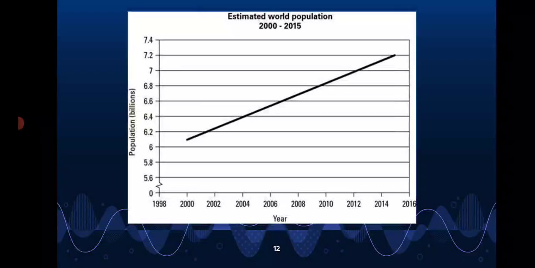This is an example of a line graph which shows the world population over a 15 year span from 2000 to 2015. As you can see, the line is keeping on increasing. In 2000 it was around 6.1 billion, whereas in 2015 it has reached 7.2 billion. So a line graph is used to denote data which is increasing or decreasing over a particular period of time.